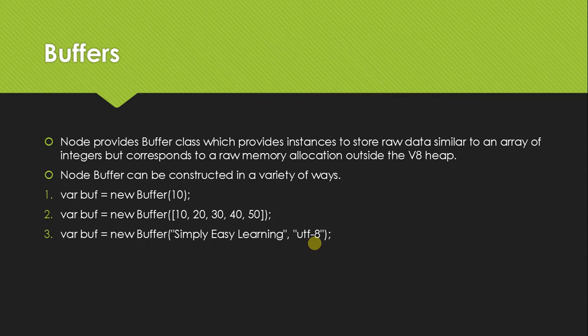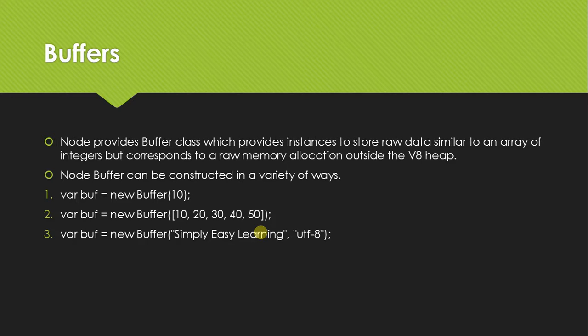Pure JavaScript is Unicode friendly but not nice to binary data. When dealing with TCP streams or the file system, it's necessary to handle octet streams. Node provides the Buffer class, which provides instances to store raw data similar to an array of integers but corresponds to a raw memory allocation outside the V8 heap.